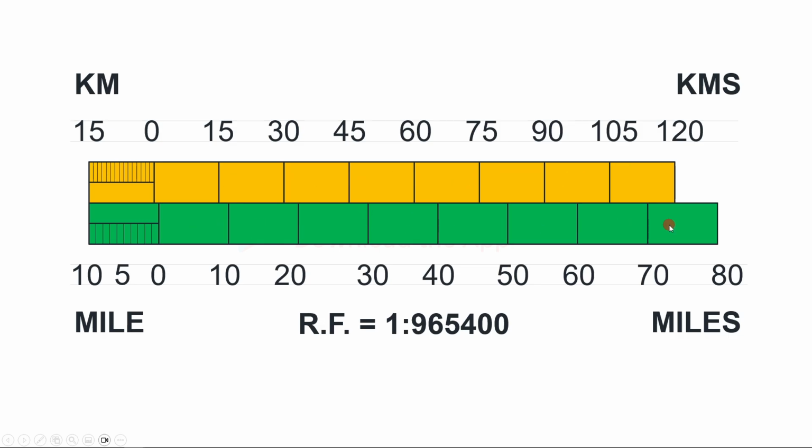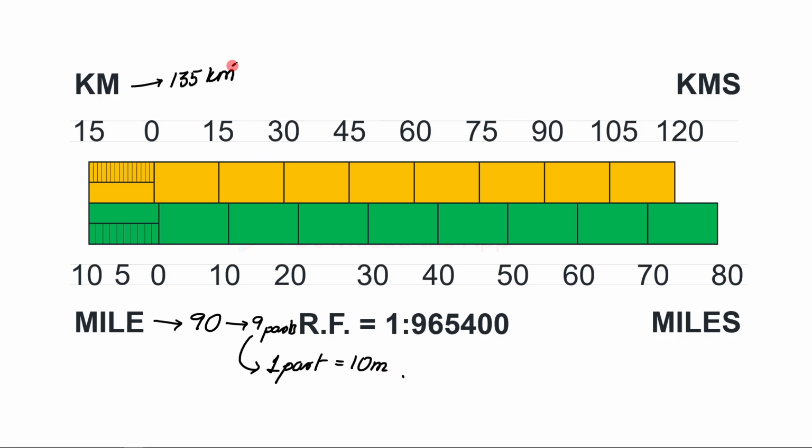And let me just make the strategy. The maximum length of the kilometer scale is 135 kilometers, and the maximum length of the mile scale is 90. So how many parts? For 90 we are going for 9 parts, so that each part, one part, is equivalent to 10 miles. And for 135 kilometers we are going to again go for 9 parts.